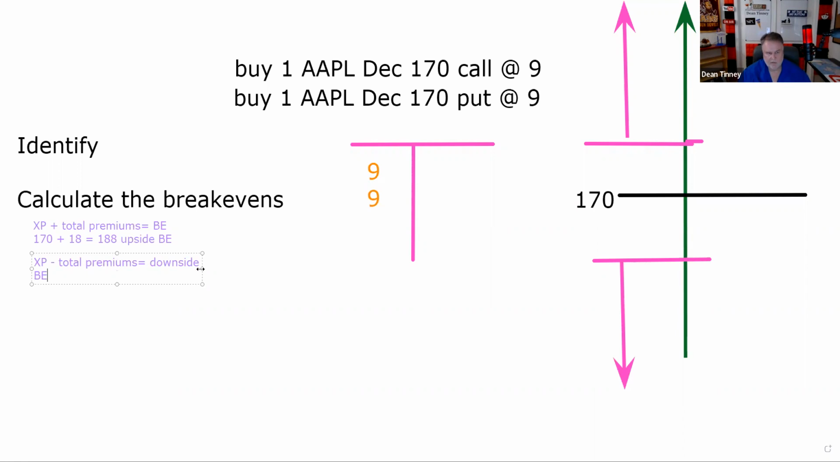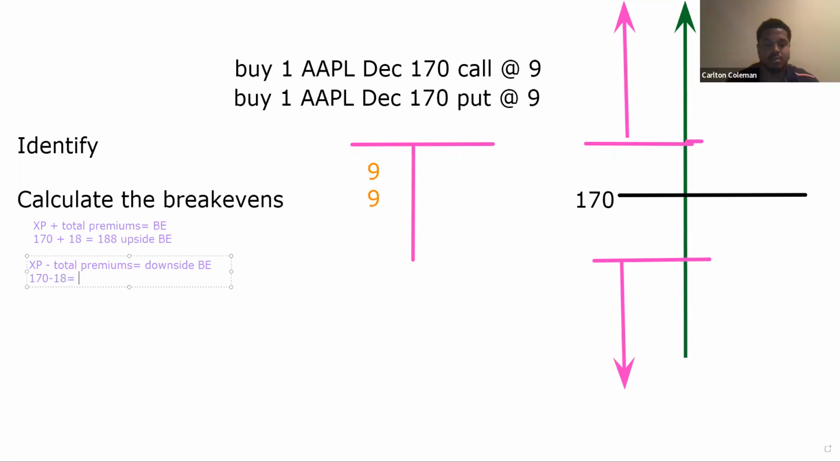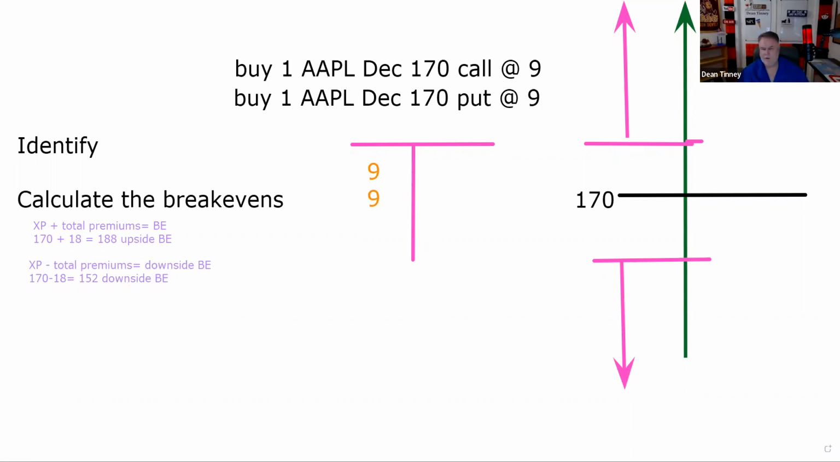And so that's going to be $170 minus 18 equals 152. And that is our downside break even. Let's just put that over here. There's no charting on the test, but sometimes it's helpful to visually see what's going on. So there's my upside break even of 188. That's what we're straddling, right? And here's my downside break even of 152.